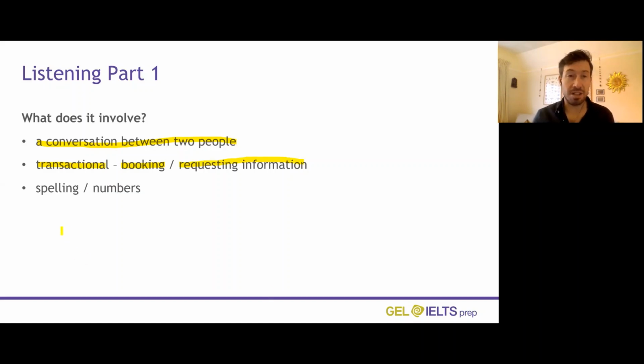It requires a lot of spelling and numbers. So this is one part where you really need to be familiar with that. It could have people's names, their ages, their addresses, that kind of thing. So you need to be familiar with how to spell things, the letters of the alphabet, and also numbers from 1 to 100. And the most common type of question in section 1 is form completion. This is where you'll get a form and you have to fill in, for example, someone's name, someone's address, someone's date of birth, that kind of thing. And we're going to look at this more in the coming slides.